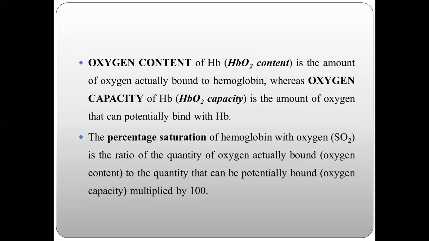Then comes the percentage saturation. The percentage saturation of hemoglobin with oxygen is the ratio of the quantity of oxygen actually bound to the quantity that can be potentially bound, multiplied by 100. So it is the ratio of oxygen content and oxygen capacity.